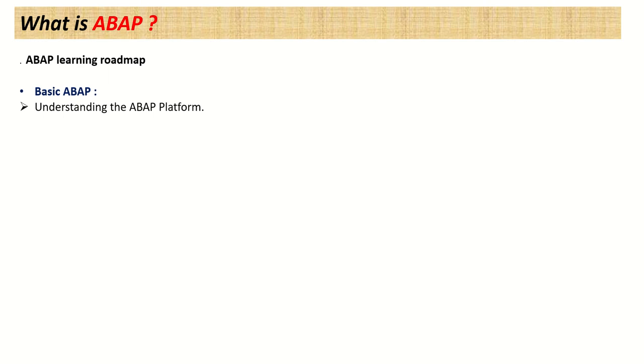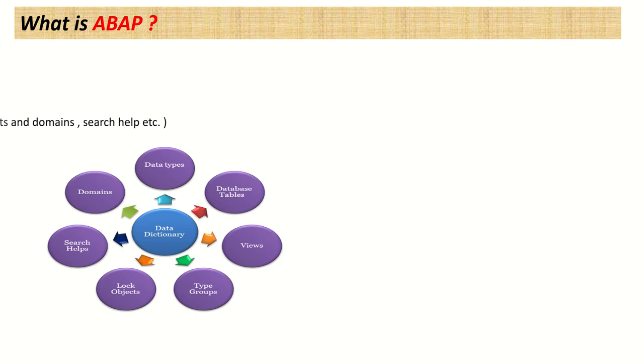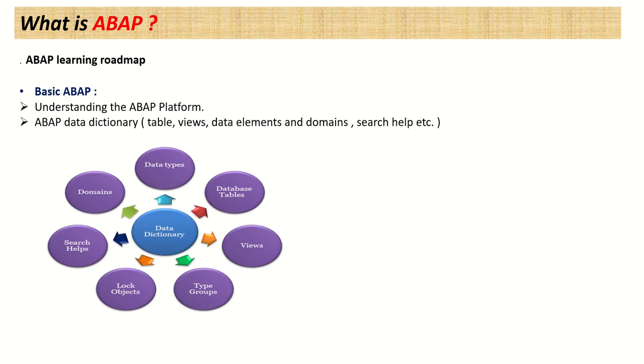So now what is the roadmap to learn ABAP? When we are starting our ABAP journey, very first we have to understand the ABAP platform, how ABAP development is done. Which software, which editor, which object we have to use. So first get ourselves familiar with the ABAP platform. Second, we have to learn the ABAP data dictionary. There are tables, views, data elements, domains, lock objects, search help. Different objects are there under the ABAP data dictionary.